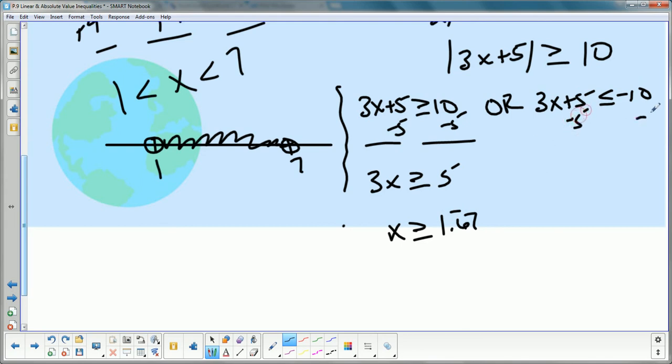Same idea, we start by subtracting 5, so we're going to have the same steps, but we're going to have different solutions this time. So 3x is less than or equal to negative 15. Dividing by 3, I get that x is less than or equal to negative 5.